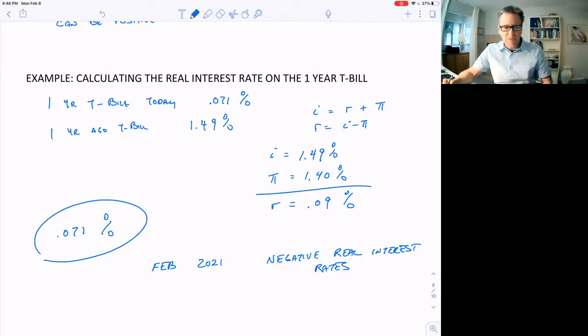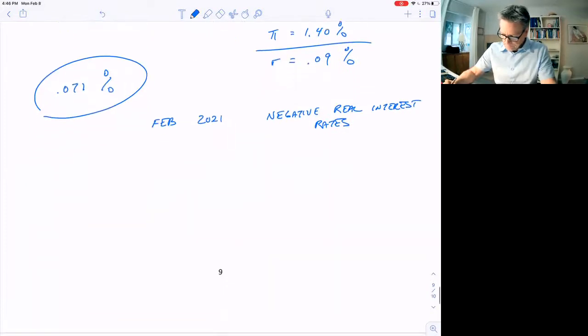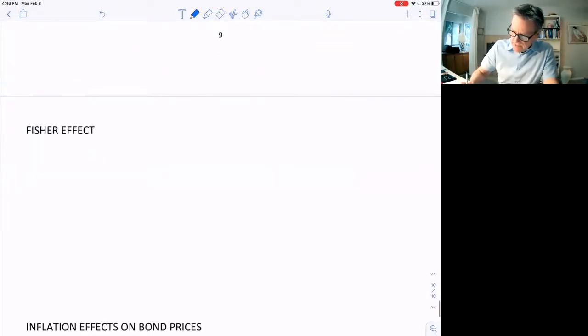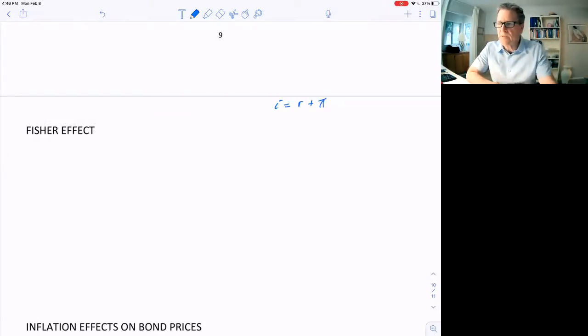Now, there's something else you should be aware of. It's called the Fisher effect. So remember, the Fisher equation is i equals r plus pi. This relationship between real interest rates and nominal interest rates. So we just subtract off the inflation rate from the nominal rate to get the real rate.